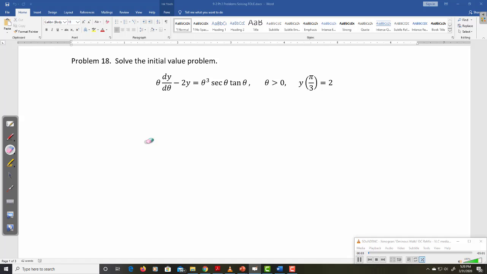Try to solve this one yourself. Just pause it and give it a shot. This one's got an initial value problem, so we will actually have to find the c at the end. But other than that, I don't think it'd be too bad.